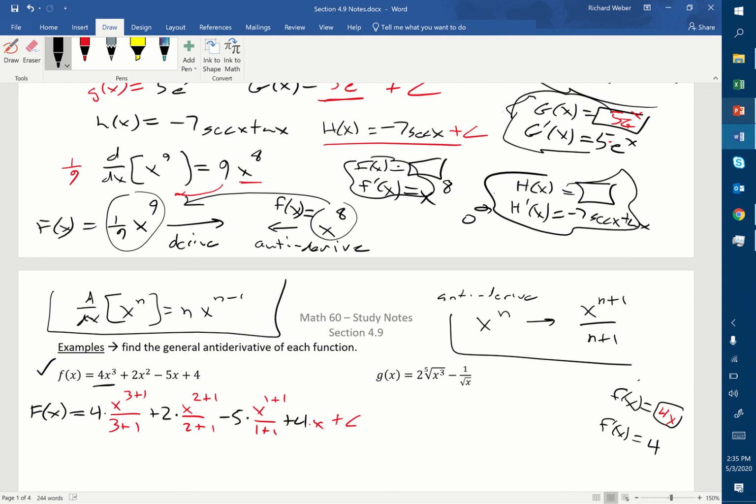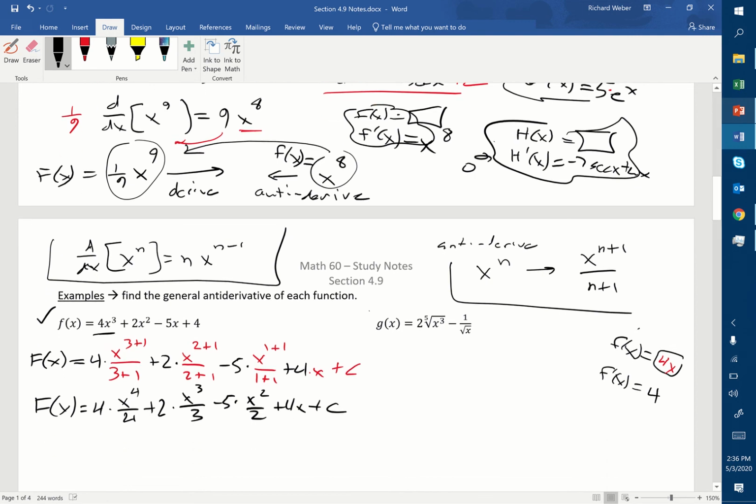So cleaning this up, the antiderivative looks like 4 times x to the 4 over 4, plus 2 times x to the 3 over 3, minus 5 times x to the 2 over 2, plus 4x, plus c. And we'll just deal with those fractions right now. So f of x is x to the 4th plus 2/3 x to the 3rd minus 5/2 x to the 2 plus 4x plus c.